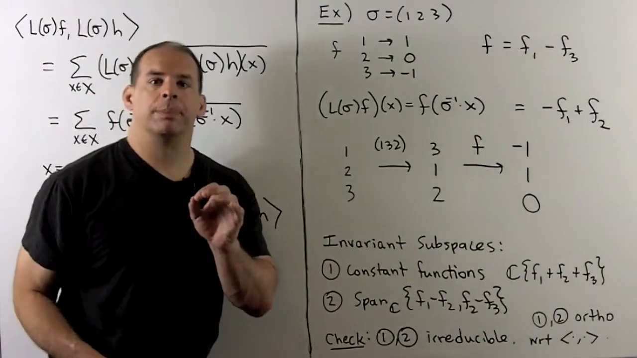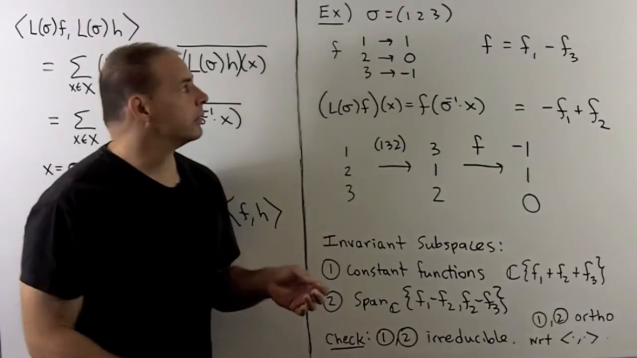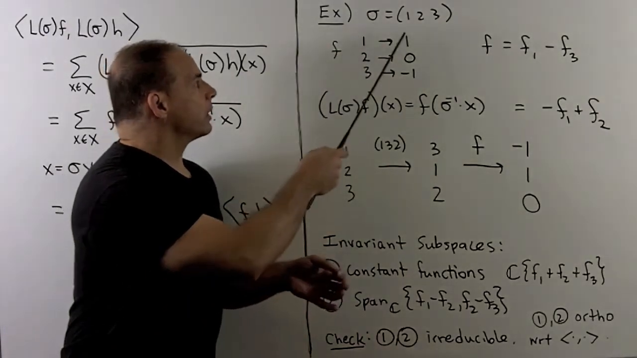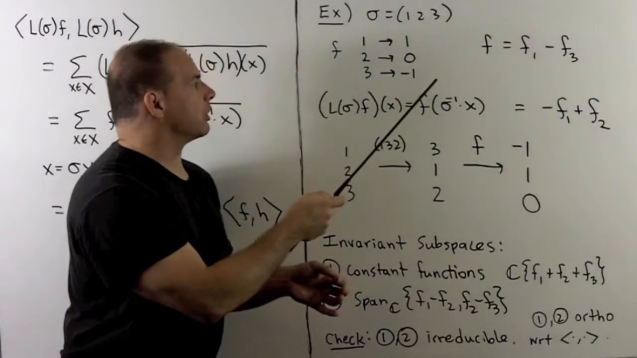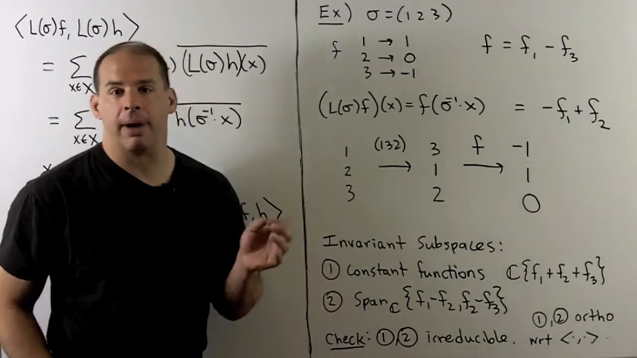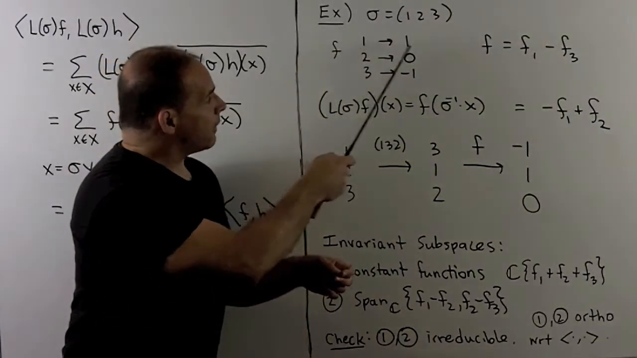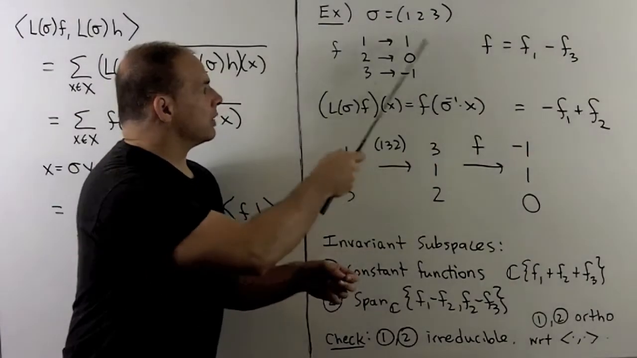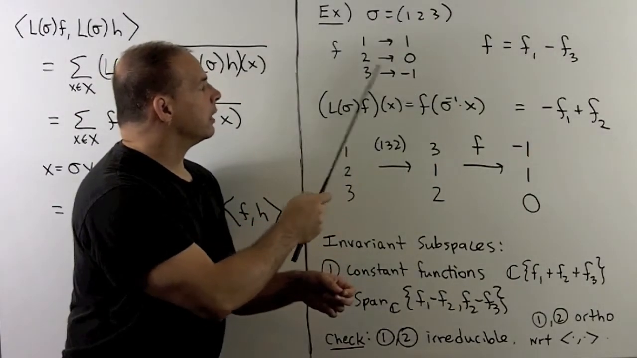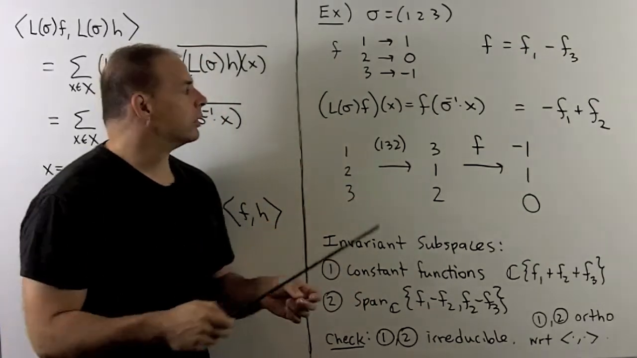Now, to be sure, let's apply a specific group element to a specific function. The group element that I'll use is the cycle (1 2 3) in S3. Our function is going to carry 1 to 1, 2 to 0, 3 to -1. The point here is I just want our function taking distinct values so we can see where things go. Now, in our basis, this is just f1 minus f3.